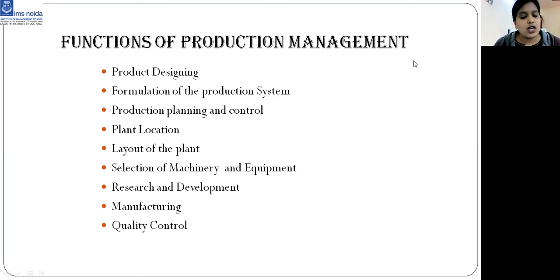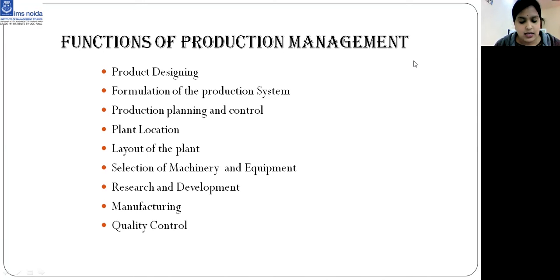Production planning and control are two separate functions of the production department. Production planning involves the determination of how, when, and where aspects of the production process, whereas production control is related to the regulation of the production process. Plant layout. There are many factors which help in deciding the location of the plant, and keeping those factors in mind, in case of large organizations, production management helps in deciding the plant location.